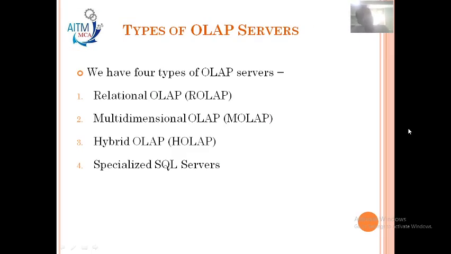These types of OLAP servers are classified into different types. Mainly it is classified into four. As we have seen, relational OLAP, that is ROLAP, multidimensional OLAP, that is called MOLAP, hybrid OLAP, that is called HOLAP in shorthand, and the last one is other servers, or other models we can call. These are specialized SQL servers. Here we have a set of other things. We'll see one by one.